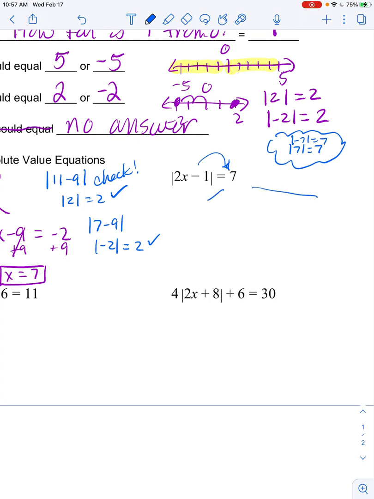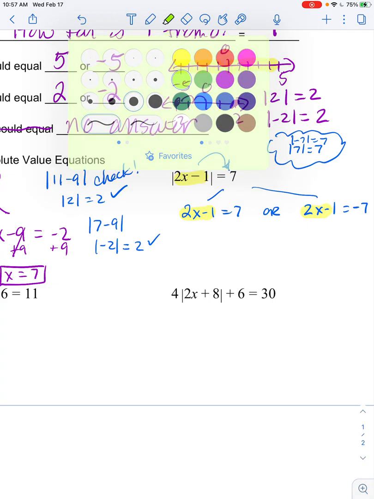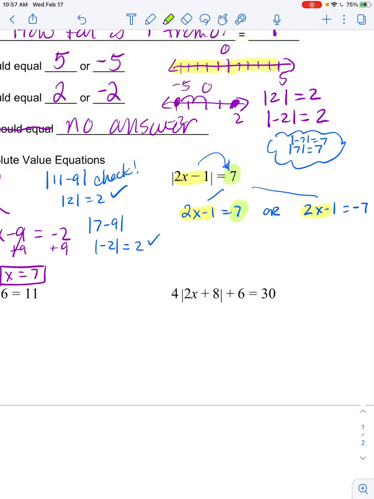So when I go to set up my two equations, I'll have that what is inside has to equal 7, or what is inside will have to equal negative 7. I never change anything about what's in here. It stays 2x minus 1. The only thing that changes is my answer goes from 7 to negative 7, because I'm going to ultimately be taking the absolute value of it, so it'll come out to be that positive 7.